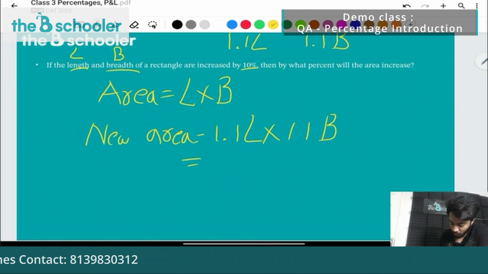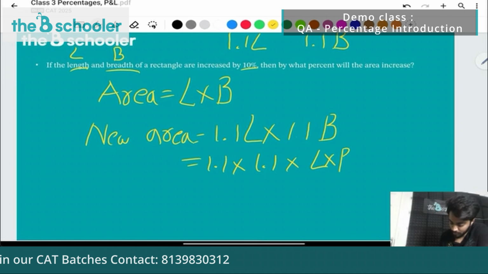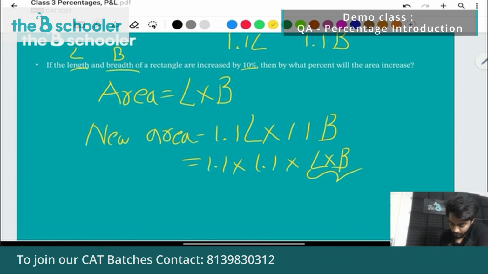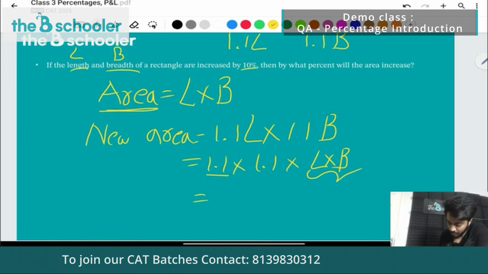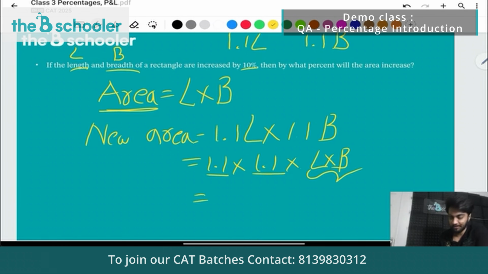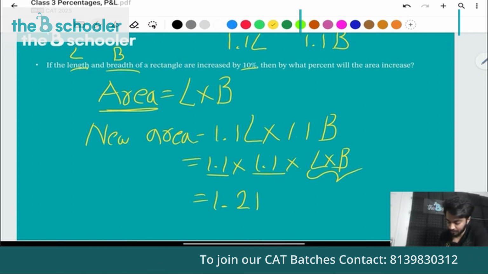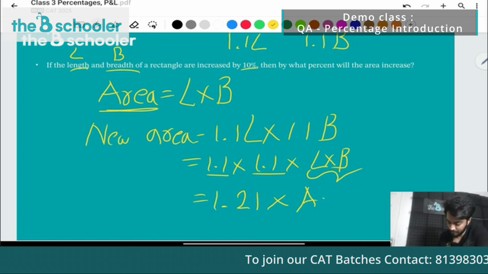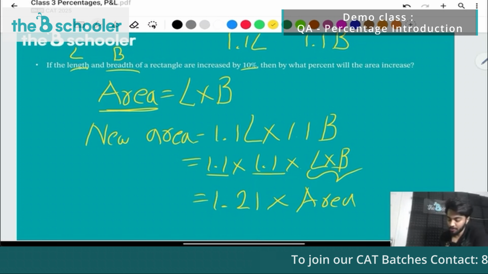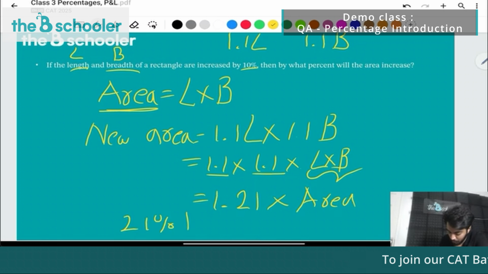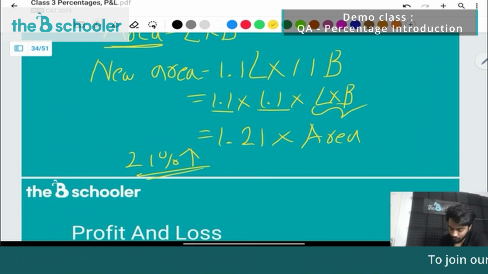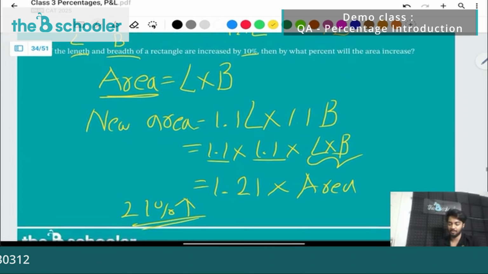Can I write it as 1.1 into 1.1 into length into breadth? This is nothing but the initial area. So 1.1 into 1.1, 11 square is 121, right? So this would be 1.21 into initial area. That means the new area is 1.21 times initial area. That means the new area is 21 percentage more. Is that clear? Guys, everyone type if it's clear.